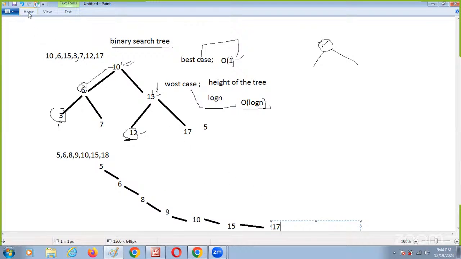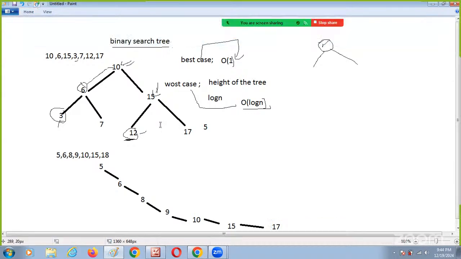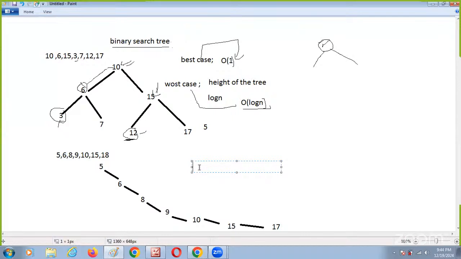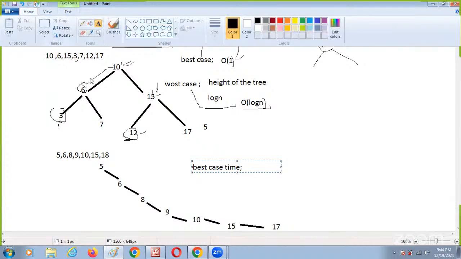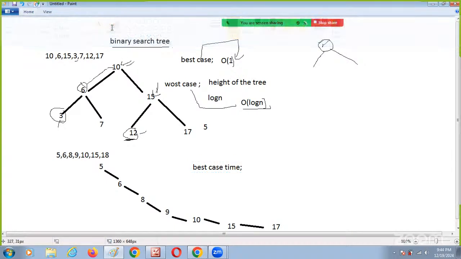Now in this case, tell me what is the best case? Now for this tree, what is the best case time complexity? So the best case time complexity for this tree is, if I want to search for 5 and it is present at the root level, then we can say that is the best case. So without worrying about the rest, I can say that it is order of 1.